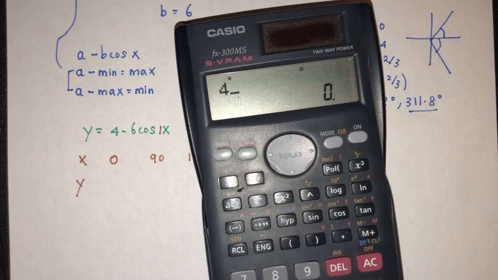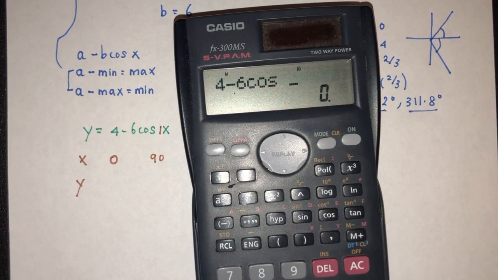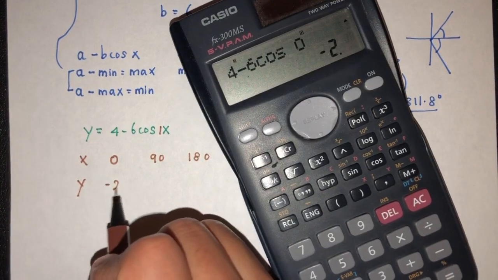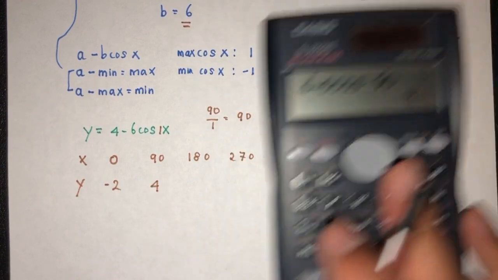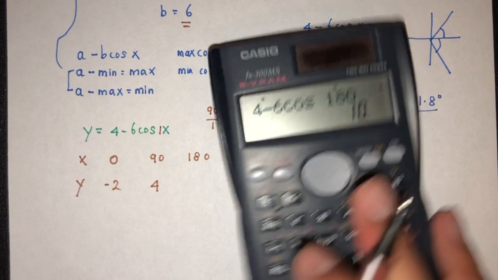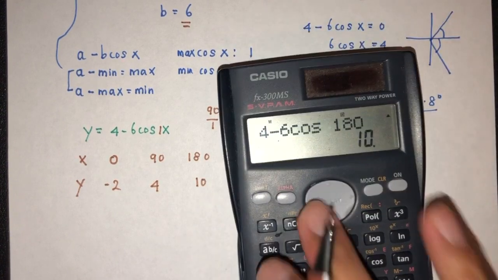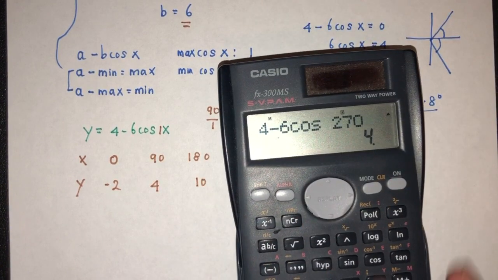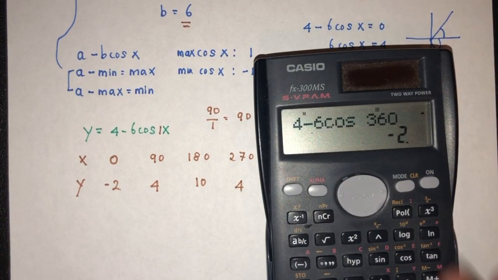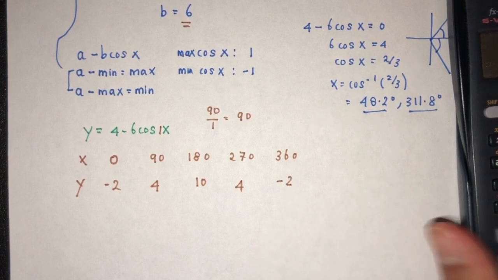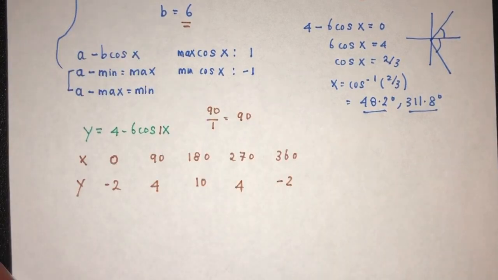So first thing first, we have 4 minus 6 cos 0. That should be minus 2. Cos 90, that should be 4. Cos 180, that should be 10. 270, that should be 4 as well. And then 360, that should be minus 2. Okay, so here we have our table of values. We can sketch the graph pretty easily.